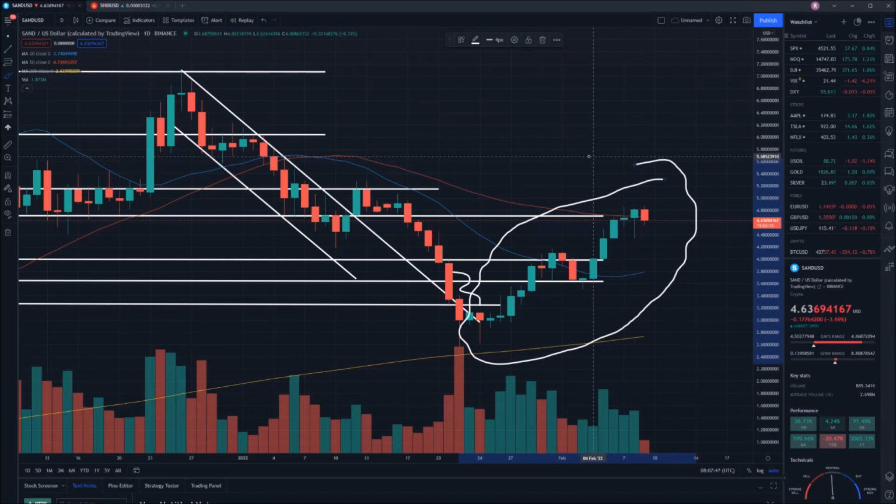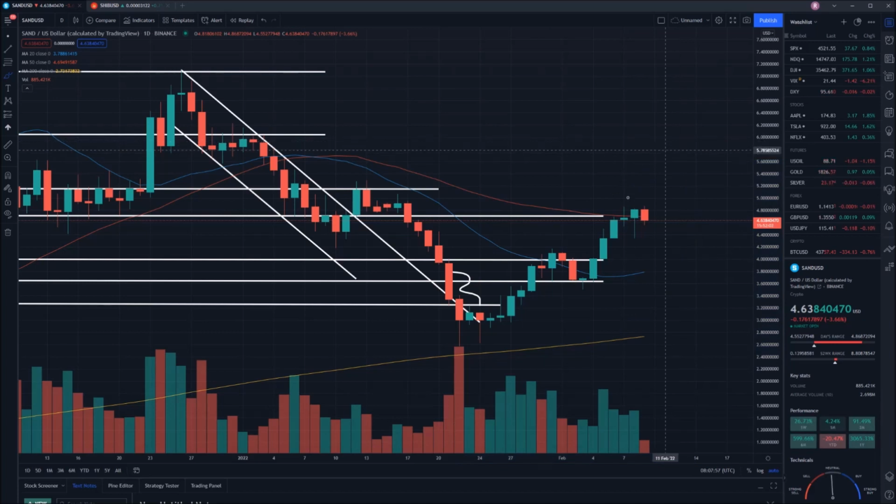But as you can see, Sand is another coin which has benefited over the past couple of weeks from our nice little crypto pump. And of course, we are now sitting at a much better value than we were a couple of weeks ago. Sitting now at $4.63. I believe we got to a high of today of $4.86. So that's looking really good.